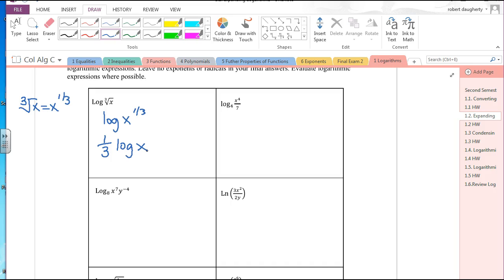Now the next one. Do I see products, quotients, or powers? What do you see there? I see a quotient. What else do I see? I see a power. I got two things involved here, so I'm going to have to use both of those rules to solve this. Okay? So let's take care of the quotient first. This is going to be the log base 4 of x to the 4th, and then according to the quotient rule, it's the log of the numerator, and then minus the log of the denominator.